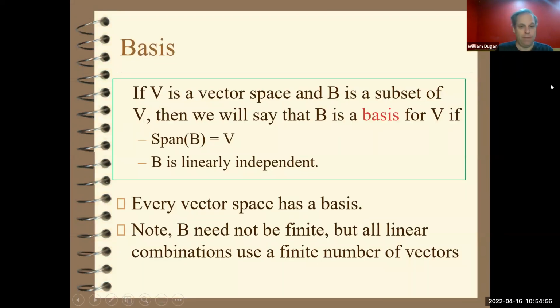So if you have a vector space V and B is some subset of V, we say that B is a basis for V if and only if it spans the space and it's linearly independent. We're going to assume, like I did before, that every single vector space has a basis. And notice that the basis need not be finite, because we're insisting on using linear combinations, where in the definition of linear combinations, we insist that we only use a finite linear combination. So you can't just add up an infinite number of vectors.